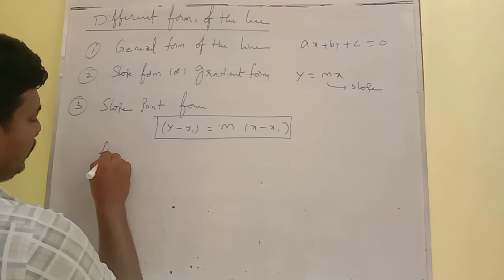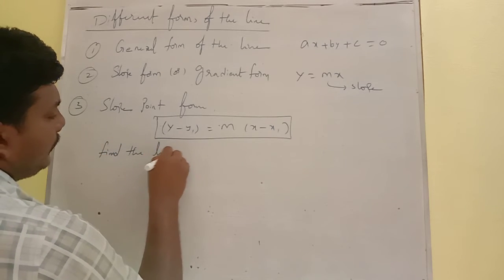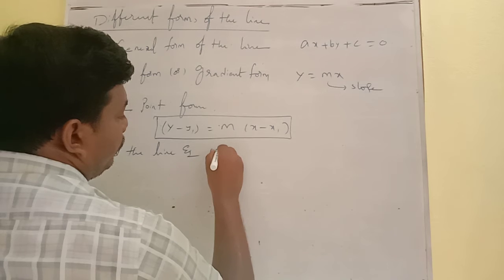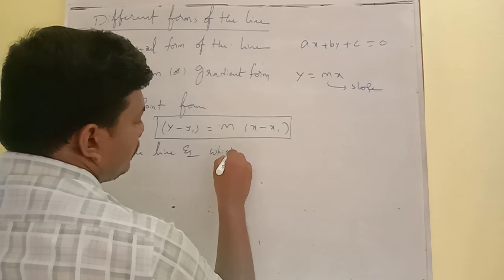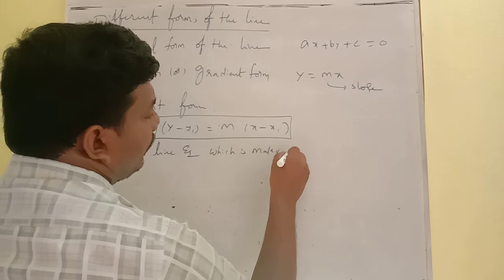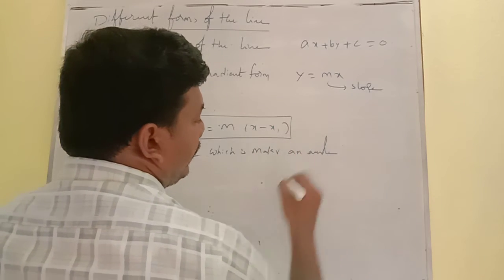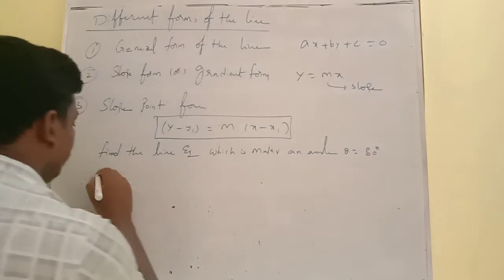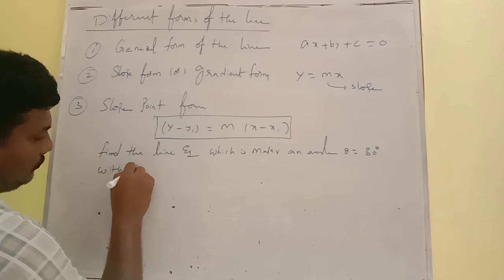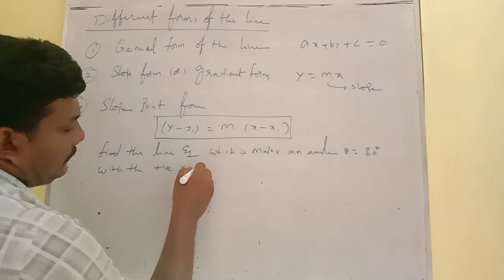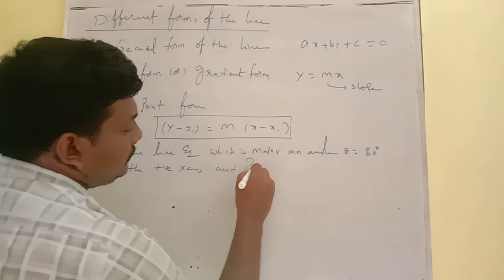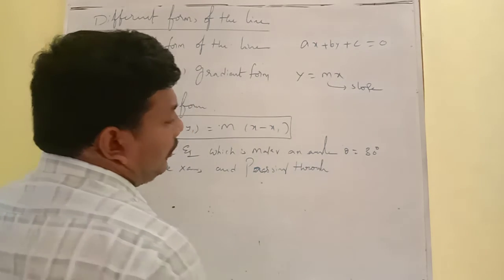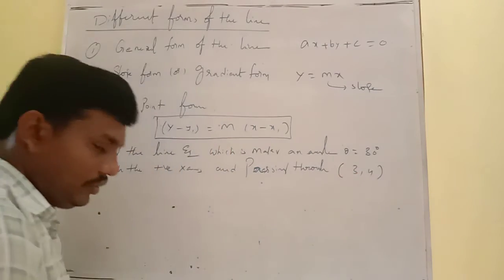Find the line equation which is making an angle theta equal to 30 degrees with the positive x-axis, and passing through the point 3, 4.